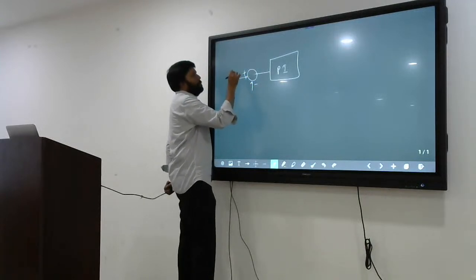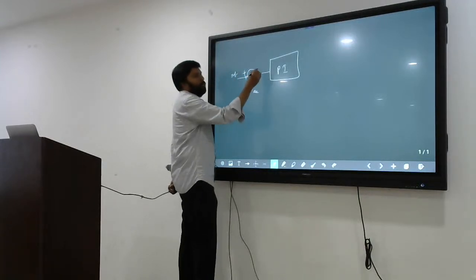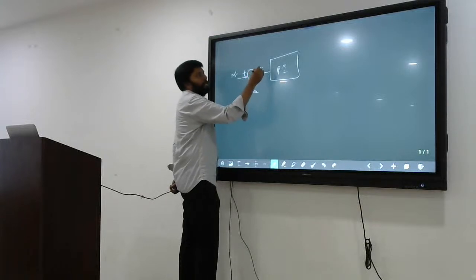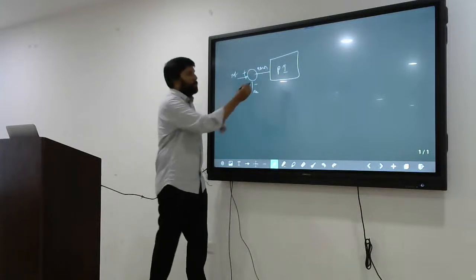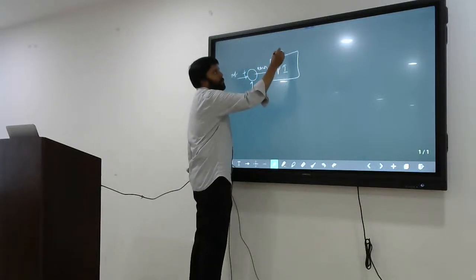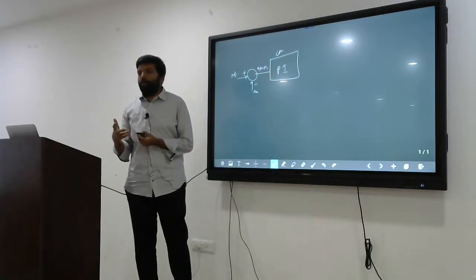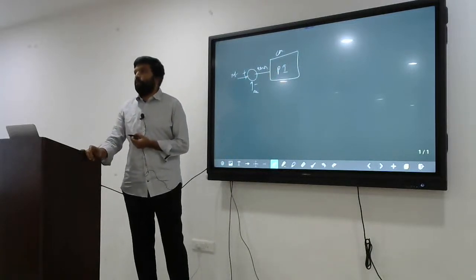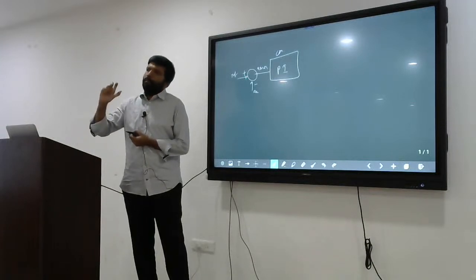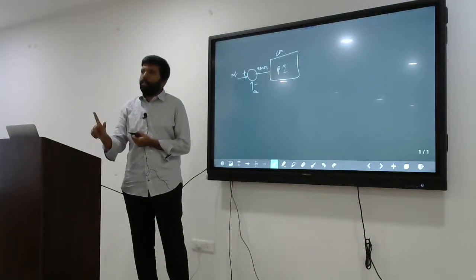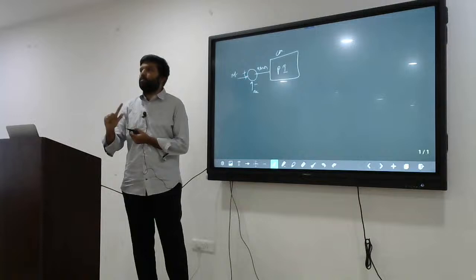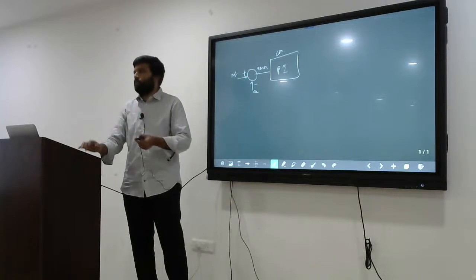Here this is reference, this is actual signal. What you will get here, you will get error. This is about controller. Many of the students don't know what is the expected output of the controller. If you want to identify what is the output of the controller, the first step is you should know what is the cause and effect relationship for a particular system.